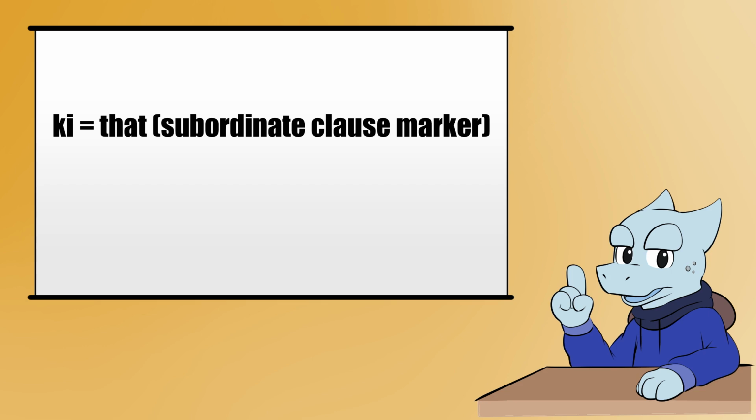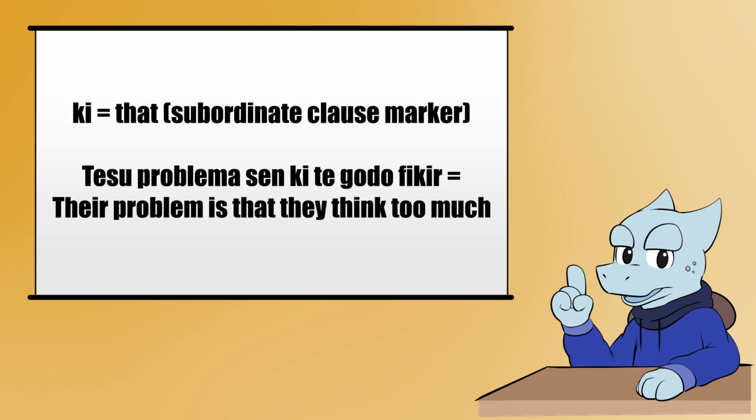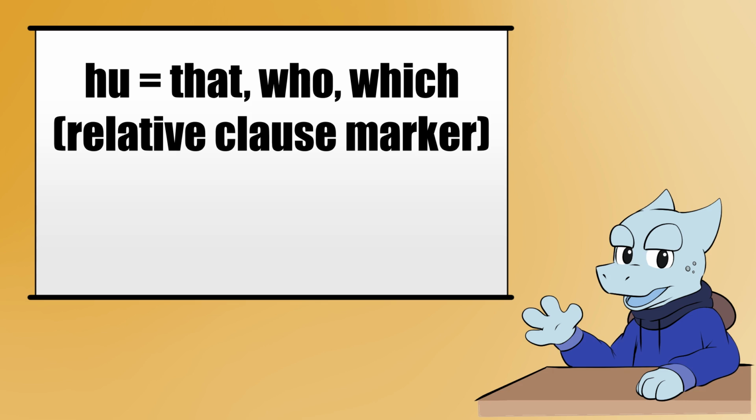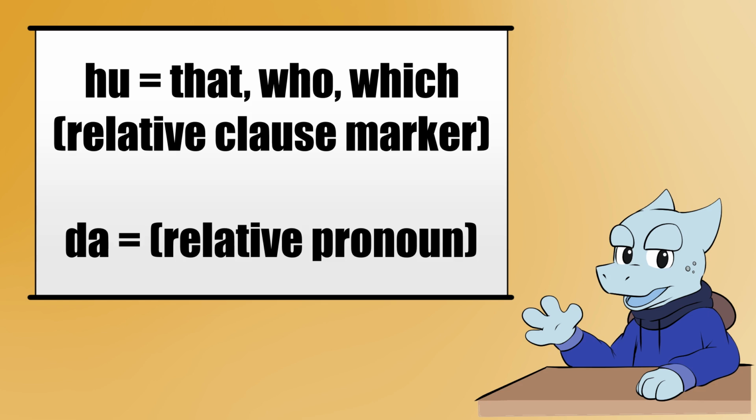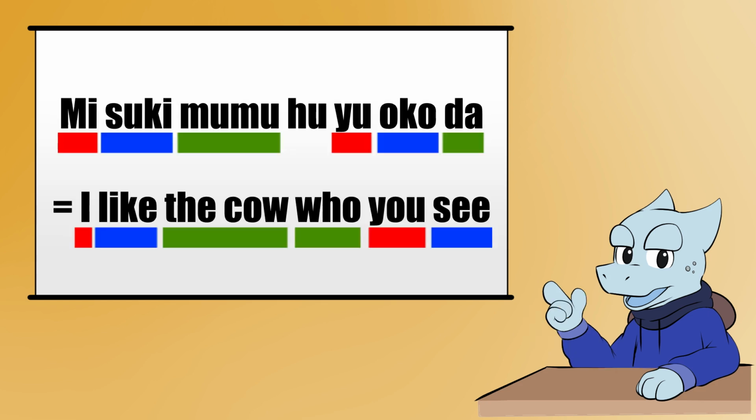The last thing I'll cover are some particles necessary for compound sentences. Ki introduces a clause, like the word that in English. Desu problema sen ki tego de fikir means their problem is that they think too much. Hu introduces a clause that modifies a noun, similar to that, who, or which in English. If the relative clause refers back to the noun, you must use the pronoun da, which doesn't have a good English equivalent. Misuki mumu hu yu okoda means I like the cow who you see. Notice how the existence of da allows the relative clause to stay SVO, unlike English.